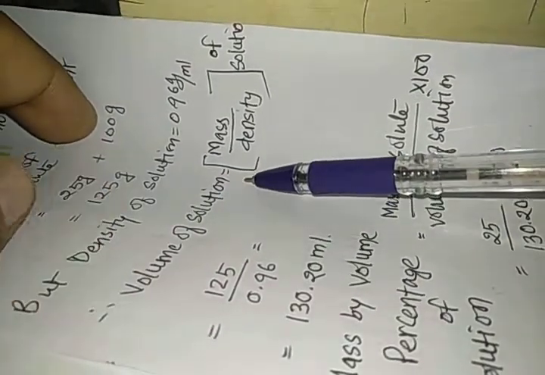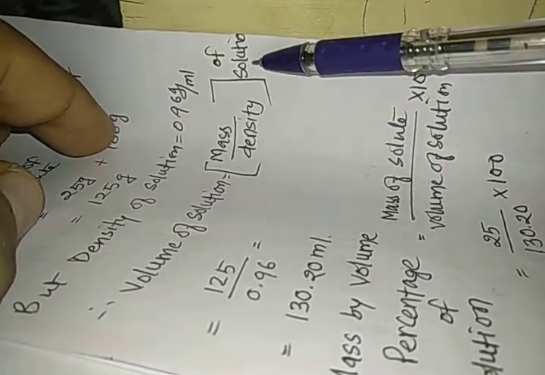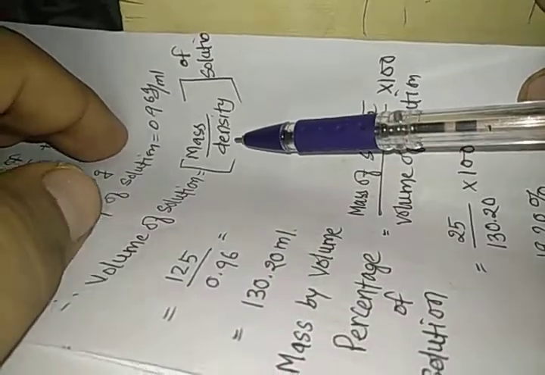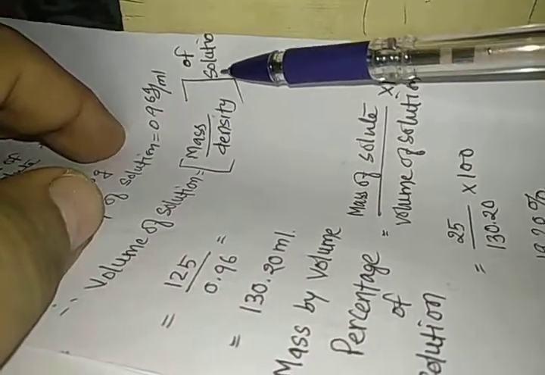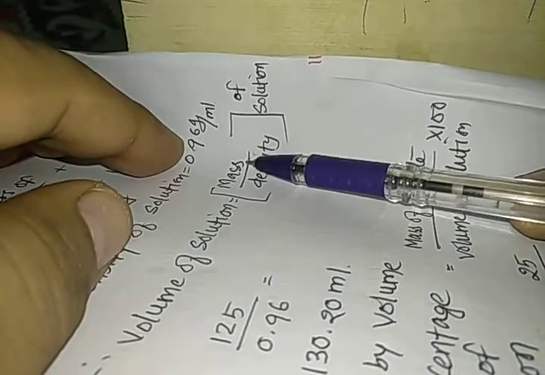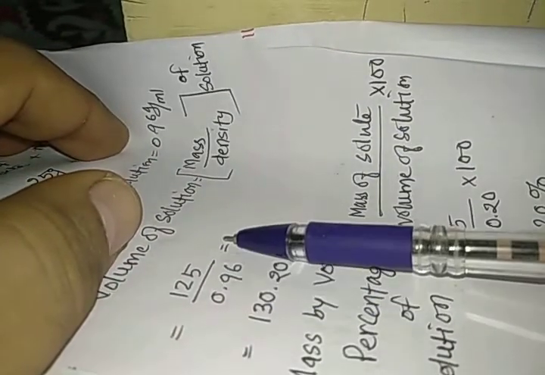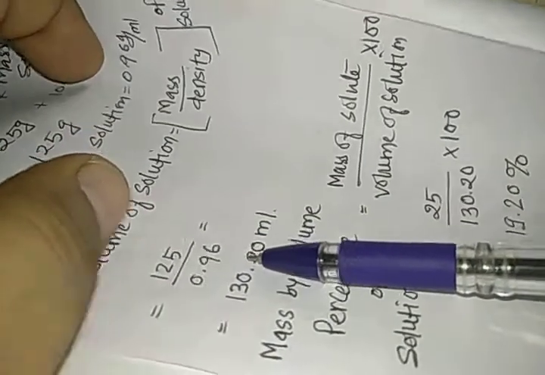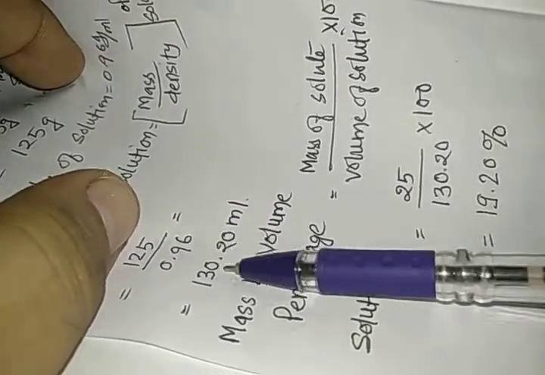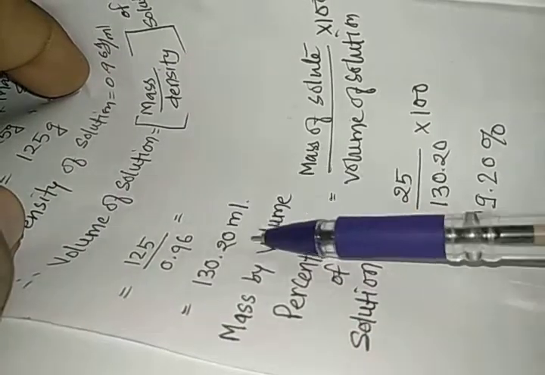So the volume of solution is equal to the mass of solution divided by the density of solution. So you can calculate the volume of solution as the mass of solution divided by the density of solution. Mass of solution is 125 gram, whereas density of solution is 0.96 gram per ml. And by doing this division, you can calculate the answer as 130.20 ml. So this is the volume of solution we now have.